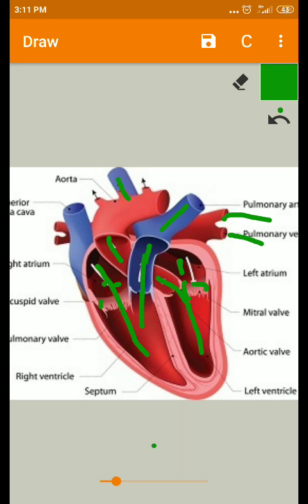In the next sessions, we are going to see the individual chambers: the right atrium separately, right ventricle separately, left atrium separately, and left ventricle separately, and their internal structures also. Those things we can see in the next video.